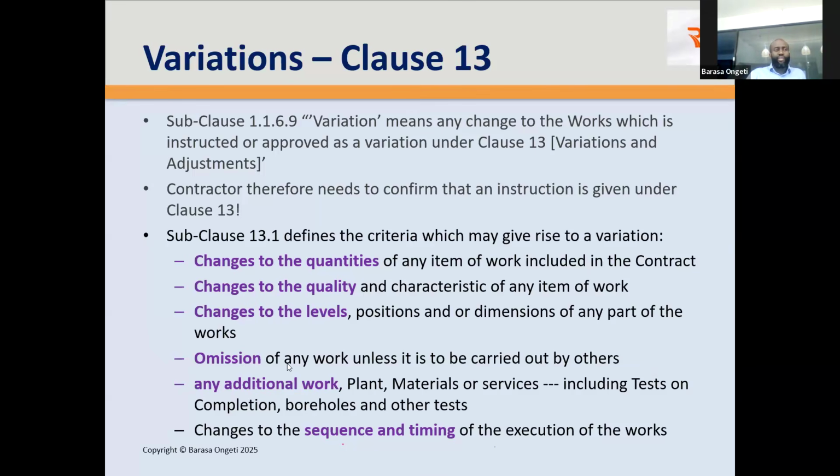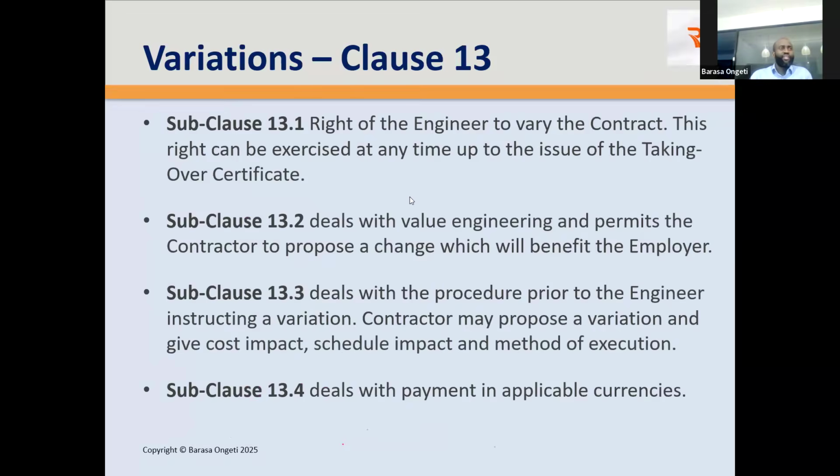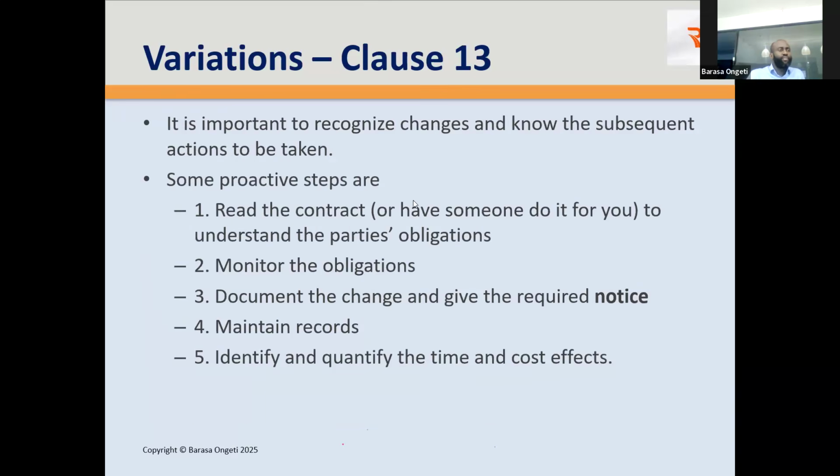Omission, remember it's not to be carried out by others. Any additional work, including tests, if you're told to do additional boreholes, for example. Changes in sequence and timing. This happens a lot in our regions, right? A minister comes and says, I need this road opened by December. So forget about this lower end. I need kilometer 1 to 1.6 opened. That's a change in sequence. That's a variation. You can claim for that and so on and so forth.